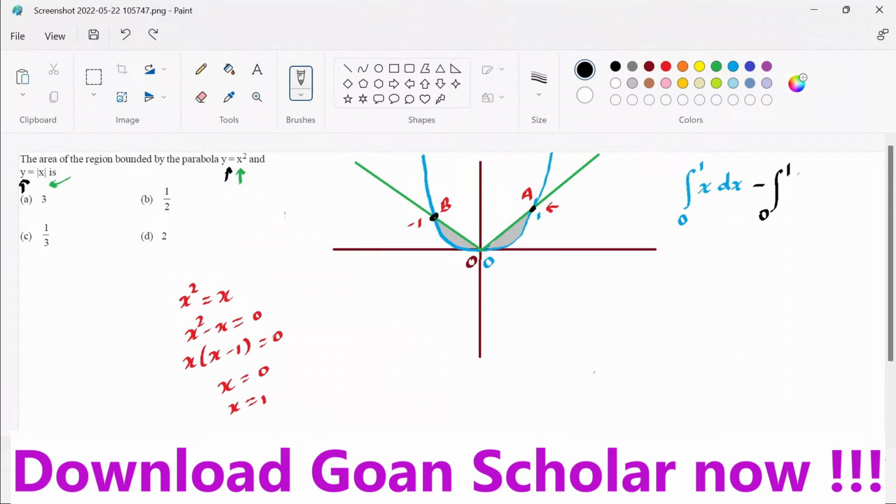So 0 to 1 parabola. What is parabola? x square dx. So this will give you integration of x square by 2 from 0 to 1 minus x cube by 3 from 0 to 1. And this will give you 1 by 2 minus 0 and minus 1 by 3 minus 0. So that will give you 3 minus 2 over 6, which is 1 by 6. Now 1 by 6 is the area of this first gray part.